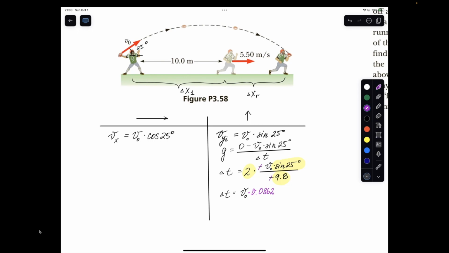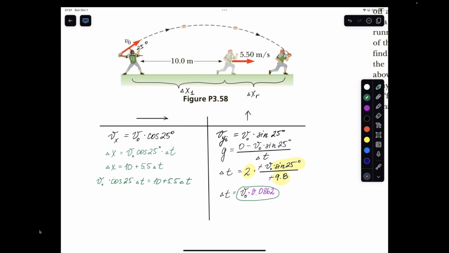Then I'm going to go back to my horizontal displacement, and two things I know. Change in x is going to be v0 cosine of 25, and if I multiply that by time, that will be my change in x. My other change in x can be found as 10 plus 5.5 times change in t. So that's the amount of horizontal displacement between the ball where it was launched and the ball where it was caught. And I can set them equal to each other. v0 cosine of 25 times change in t equals 10 plus 5.5 change in t. Instead of change in t, I can then go ahead and plug this.